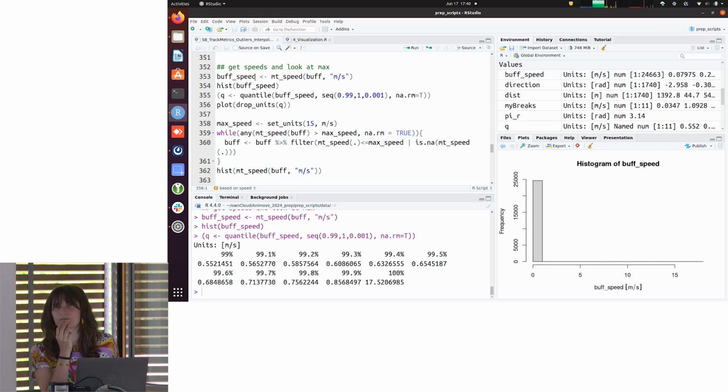I remember Anna was saying that we should know which NAs we want to remove. So how exactly do we know which ones we want to remove?